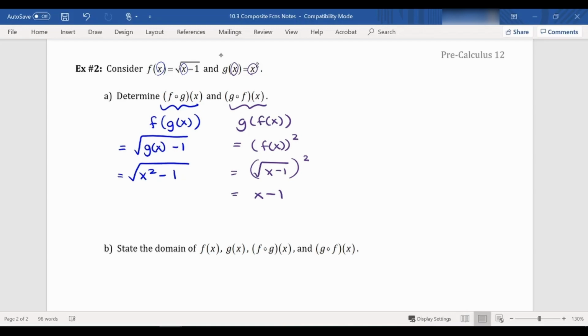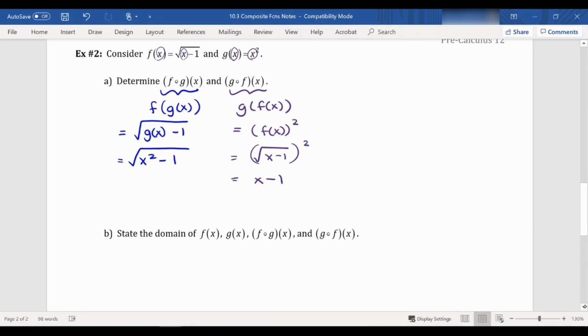Now, the next part is new for our notes here so far, which is asking us to find the domains. So domain of f and g, we should know how to do. The domain of f, well, f is root x minus 1. So your domain would be that x has to be bigger than or equal to 1, because the inside of a square root must be positive. For g, g of x is x squared. Well, our domain for a parabola is all real numbers. I can square any number I like.